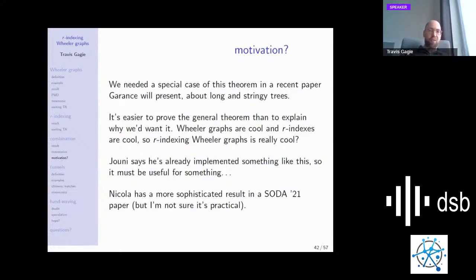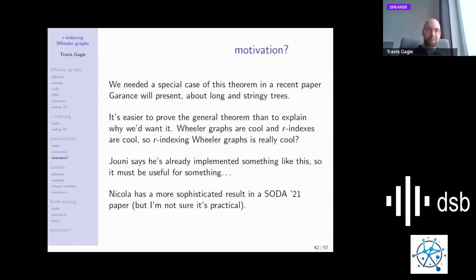We needed a special case of this for a theorem in a recent paper Garance will present later about long and stringy trees. It's actually easier to prove the general theorem than to explain why we want it. Wheeler graphs are cool, r-indexes are cool, so r-indexing Wheeler graphs is really cool. Yoshi Seeran actually says he's implemented something like this, so it may be useful for something. And Nicola Prezza has a more sophisticated result in the SODA 21 paper about trees.